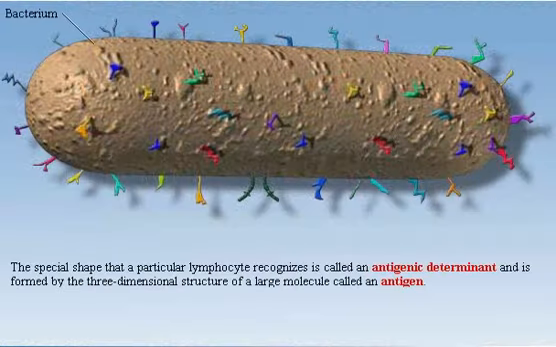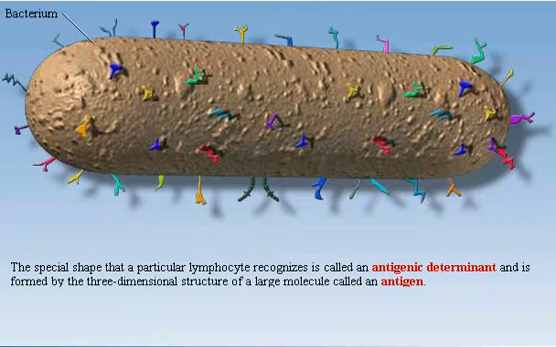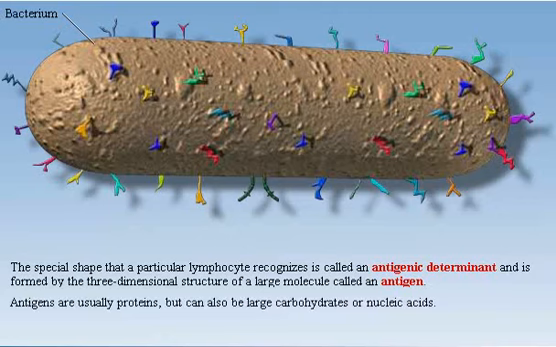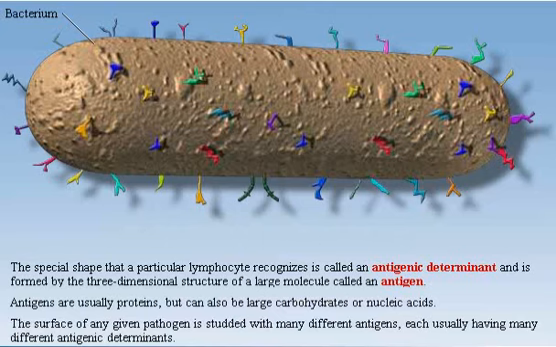The special shape that a particular lymphocyte recognizes is called an antigenic determinant and is formed by the three-dimensional structure of a large molecule called an antigen. Antigens are usually proteins, but can also be large carbohydrates or nucleic acids. The surface of any given pathogen is studded with many different antigens, each usually having many different antigenic determinants.